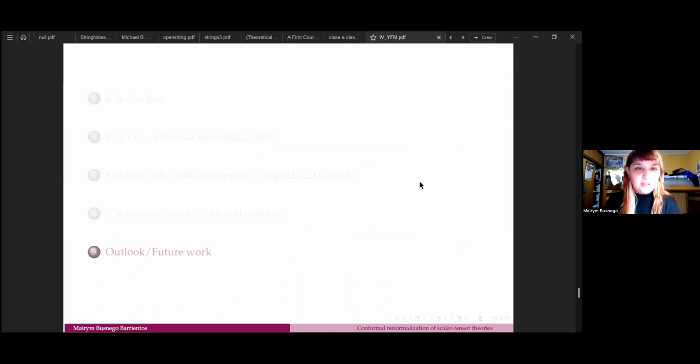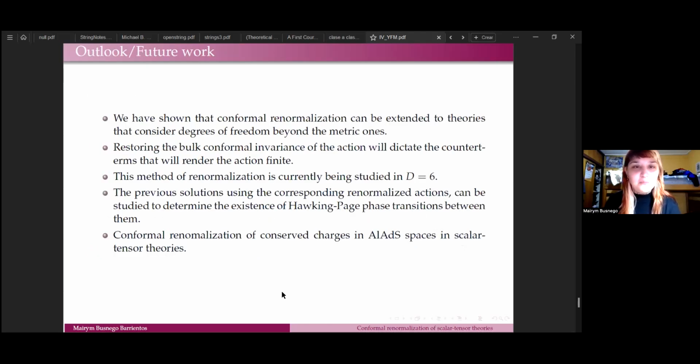So now I'm giving some conclusions and the future work. We have shown that this procedure, conformal renormalization, that was previously shown to work for metric degrees of freedom, now can also be extended to theories that consider scalar fields, that means degrees of freedom beyond the metric ones. This is done by restoring the Weyl conformal invariance of the action, and this will dictate the counterterms that render the action finite and give us the conformal symmetry of the whole action.